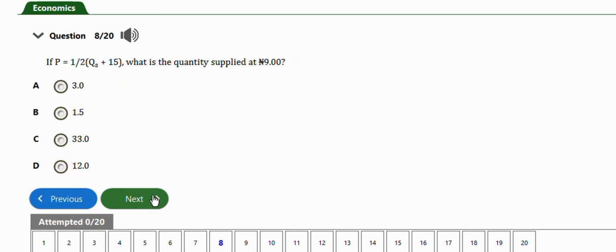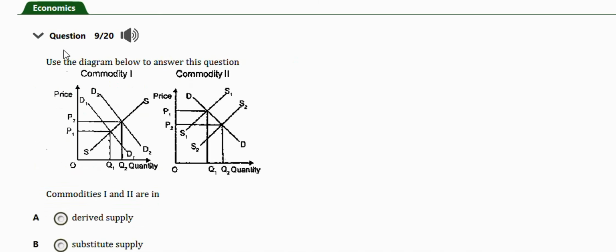Next question is this one. It says use the diagram below to answer this question. So guys, say commodities I and II are in... So from this diagram, the commodities I and II are in joint supply. Okay, looking at this supply curve, reinterpret it. This is joint supply. Just take note of it in case it appears again for your question.